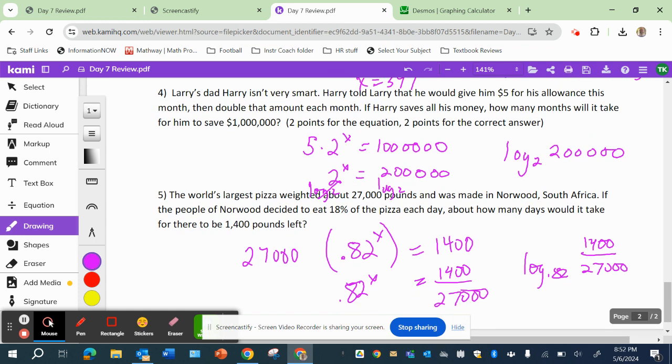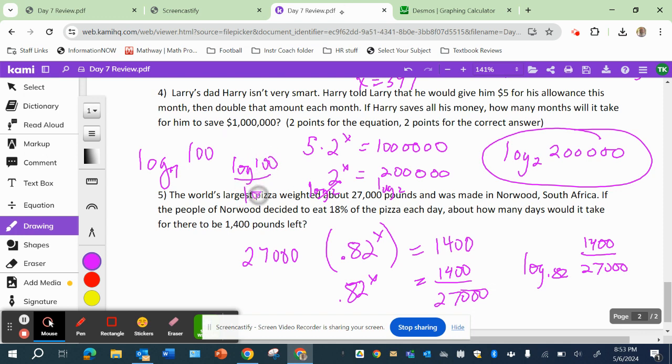So the biggest thing is I saw when you have one like this, you can get a decimal value. You just got to do change of base formula. So if it was log base 7 of 100, that would be log of 100 divided by log of 7.